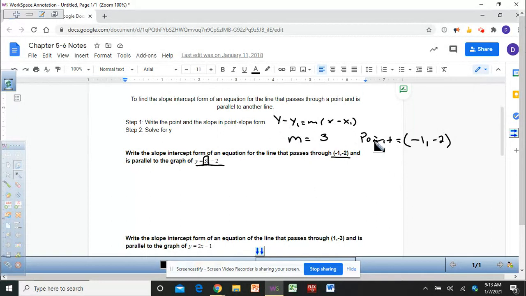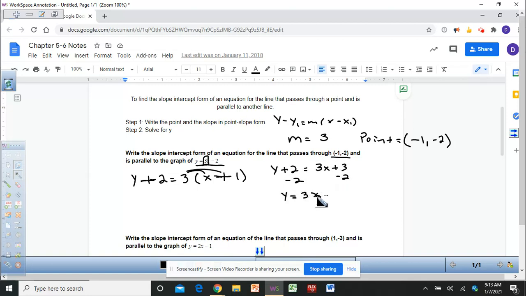So now that I have a slope and I have a point, I can start plugging in. y minus -2, because that's my y value, equals 3, because that's my slope, times x minus -1, which is my x value. I'm going to change those to pluses real quick. And then we're going to distribute. So y plus 2 equals 3x plus 3. And I'm going to subtract 2 from both sides. So y equals 3x plus 1. And that's going to be my answer for a parallel line.